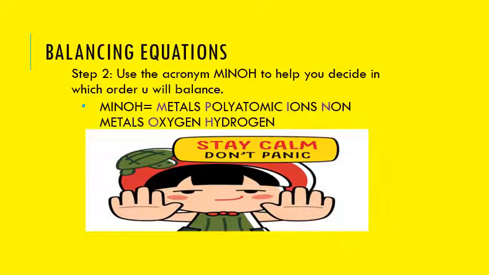So the next step is we have to use the acronym MINOR to help us decide in which order we will balance. So MINOR stands for M, metals, I, polyatomic ions, and then N is for nonmetals, O is for oxygen, and H is for hydrogen. So that's how you decide in which order you will balance.